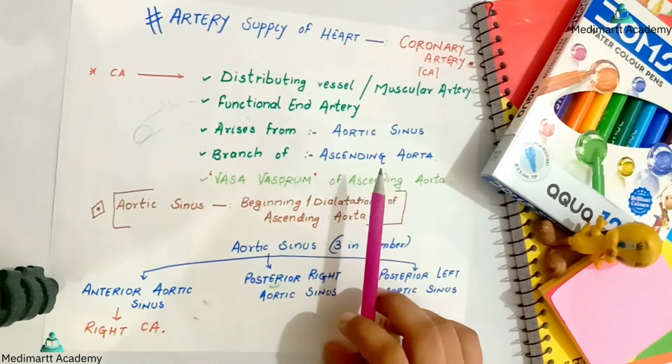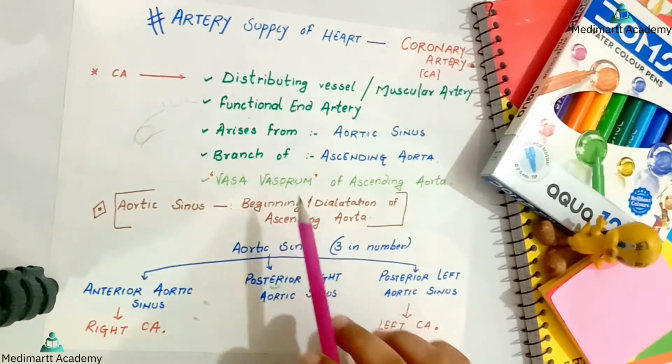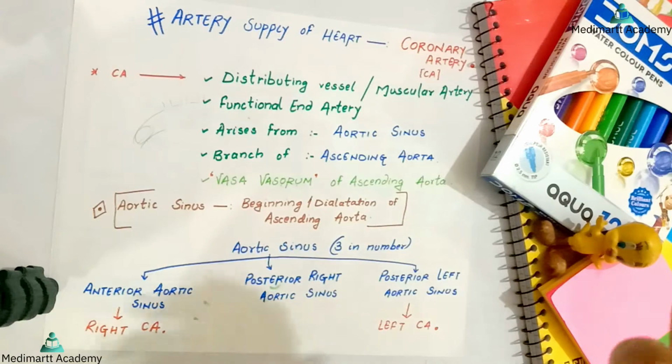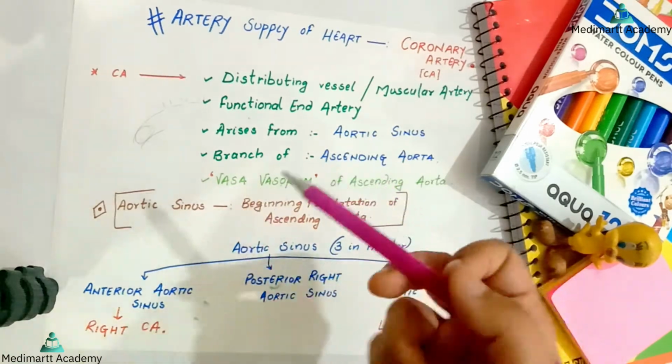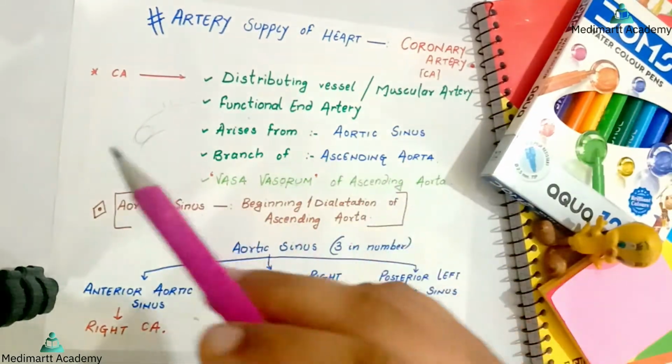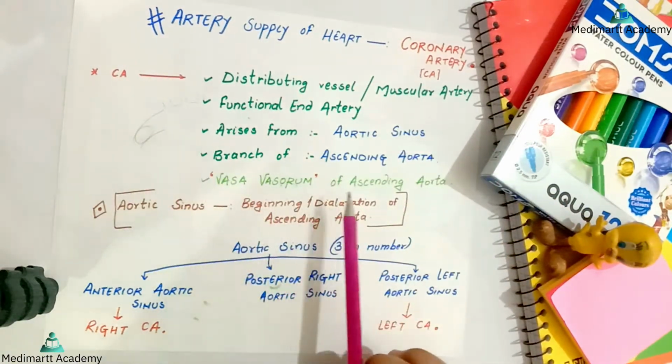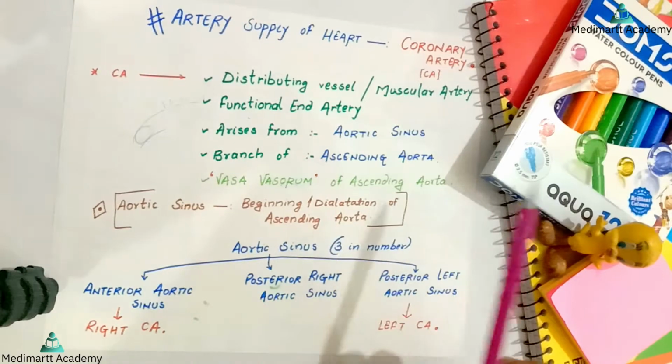Then it is a branch of the ascending aorta, and the last thing is it is the vasa vasorum of the ascending aorta. Now, what do you mean by vasa vasorum? Vasa vasorum means vessels supplying vessels. I repeat, vasa vasorum means vessels supplying vessels. So the coronary artery is the vasa vasorum of the ascending aorta.